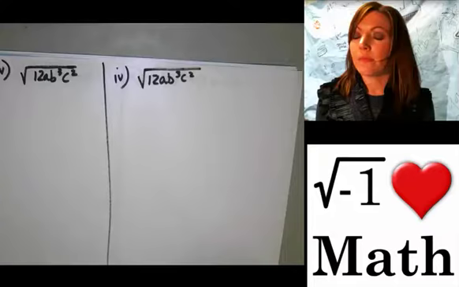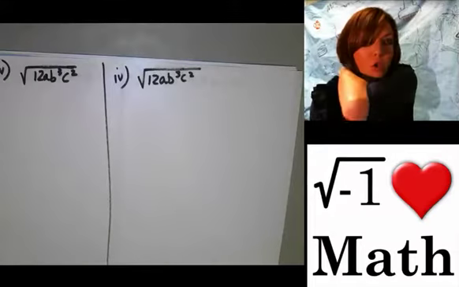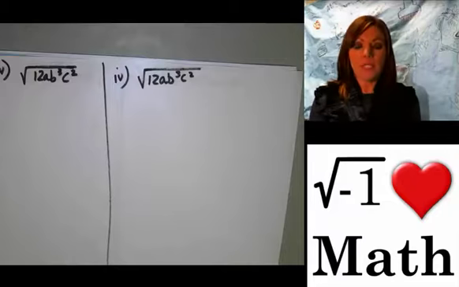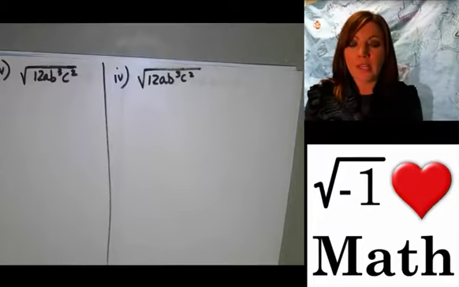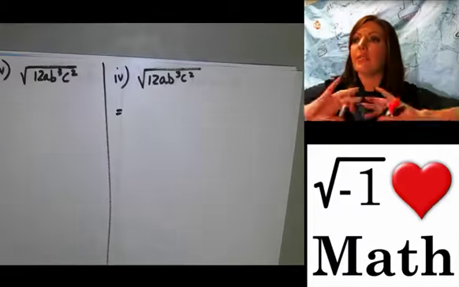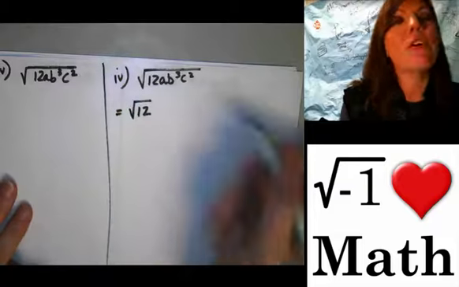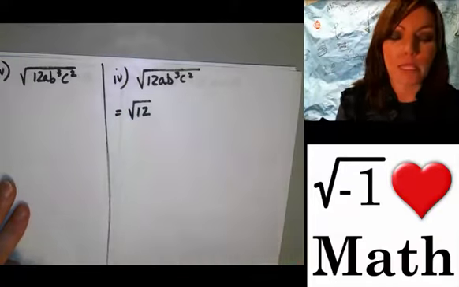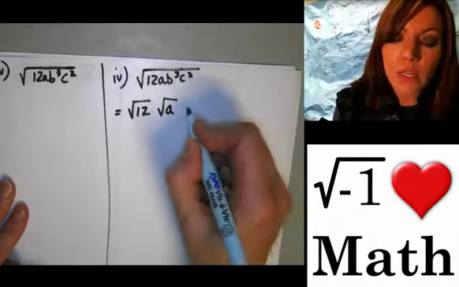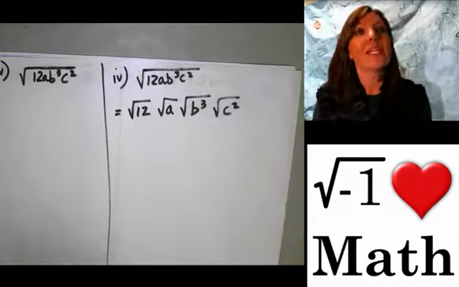Next, the square root of 12ab cubed c squared. So here we go. Let's break this up first, and we're going to separate all of the different things in this problem. Meaning, we're going to put the 12 under its own radical so we can look at that by itself. We're going to put the a under its own radical so we can look at the a by itself. Same thing with the b's and the c's. And then we're going to take them one by one.